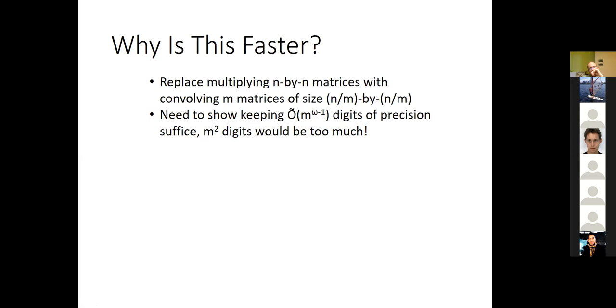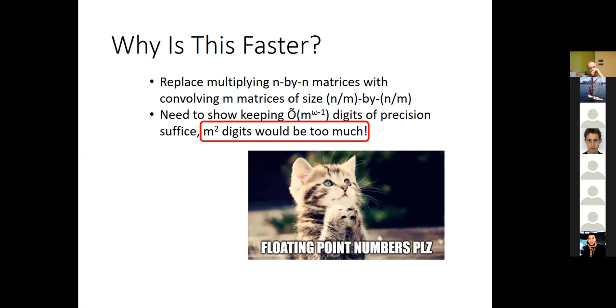So the rest of this talk is really just a numerical stability analysis, in that what we need to show, with a very tight bound, is that about m digits being kept in generating this Krylov space is actually good enough for the numerical precision.